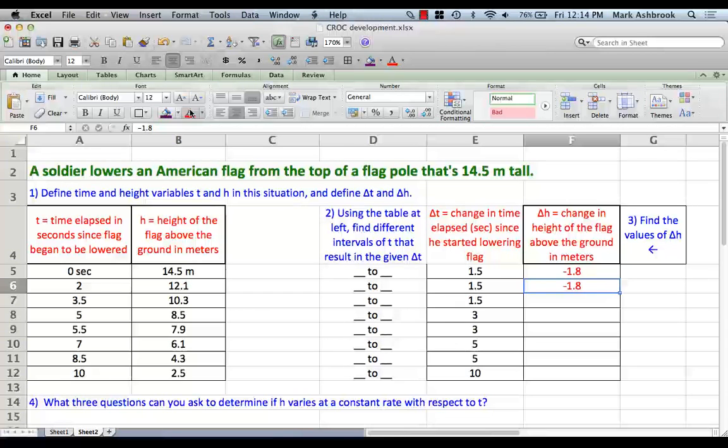Okay. Lorenzo, did you get another change of 1.5? 7 to 8.5. And what did you get for the change in h? Negative 1.8. Okay. How about changes of 3?